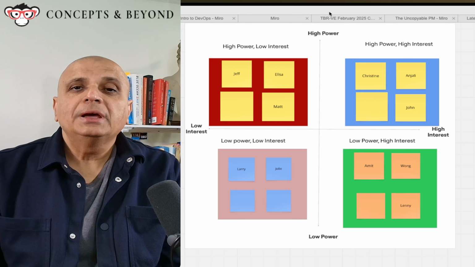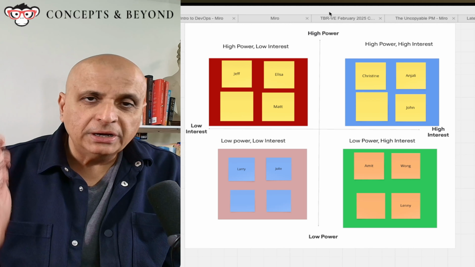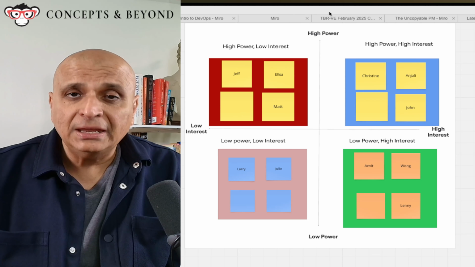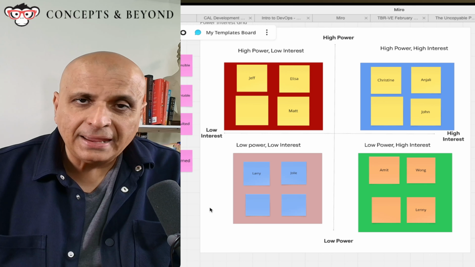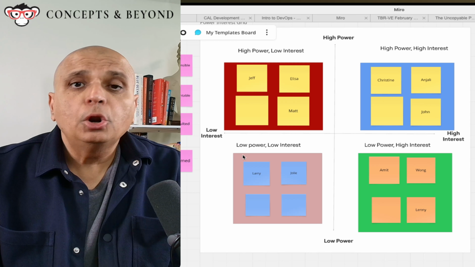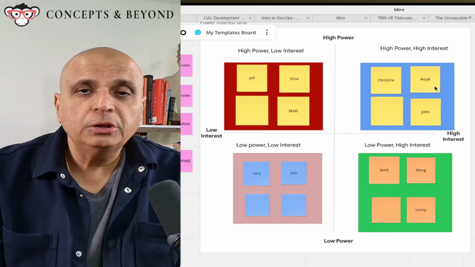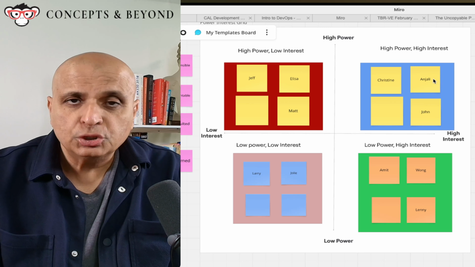Let's talk about the power interest grid. It's a 2-dimensional grid with the vertical axis having the power and the horizontal axis having interest. Now you get 4 quadrants. You get a high power, high interest. You get a high power, low interest, low power, low interest, and low power, high interest. First of all, you'll have to add the people where you think they belong in which quadrant.